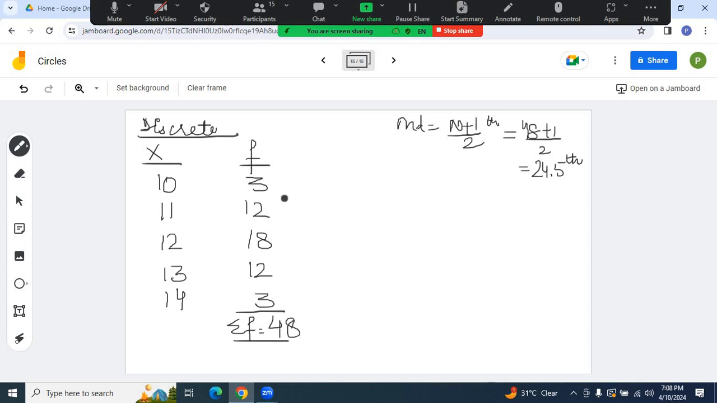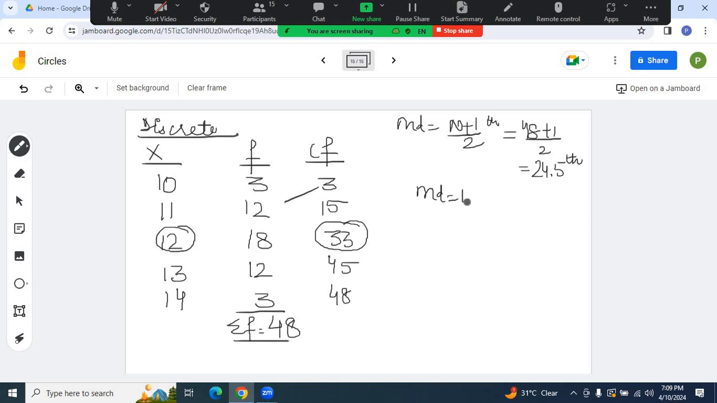So for the 24.5th item we need to have cumulative frequency. We haven't found that, it is required. Then only we can search for the 24.5th item. 3 plus 12, 15, 15 plus 18, 33, 33 plus 12, 45, 45 plus 3, 48. So the 24.5th item will lie here. So median will be the corresponding value of x, 12. So median is equal to 12.